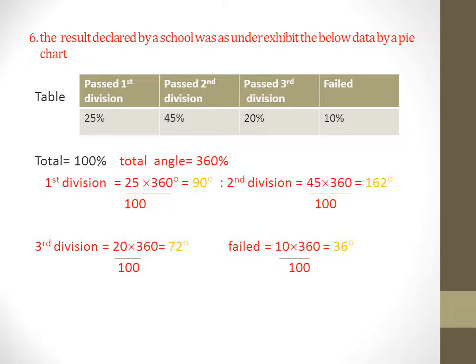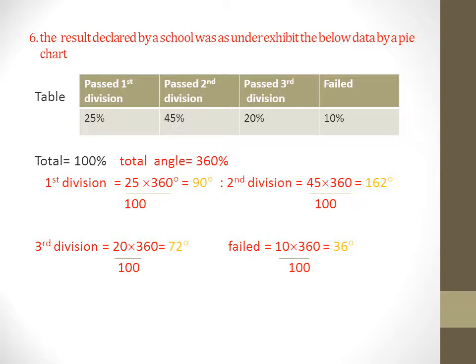Next, again one problem for pie chart. See, the result declared by a school is given below. Exhibit the data by a pie chart. So the table is given. Passed first division 25 percent, passed second division 45 percent, passed third division 20 percent, and failed 10 percent. Using this data we have to make a pie chart.